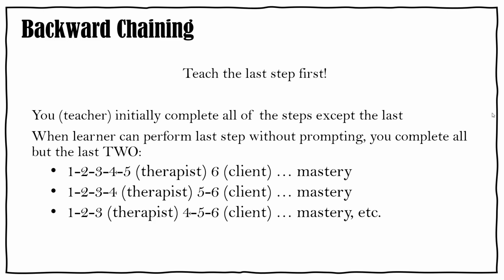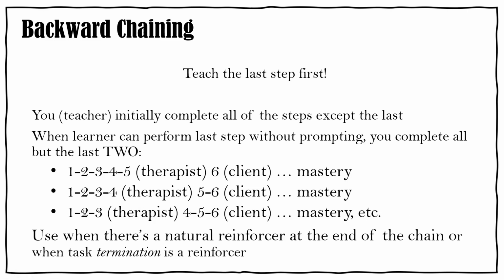And so then once they're reliably saying 5 with the prompt, fade out that prompt, and you're going to teach 4. So you're teaching this last step first. You're prompting on these, you're teaching the last one. Once they do it independently, you move to the second to the last step, and so on until you get to the very beginning.